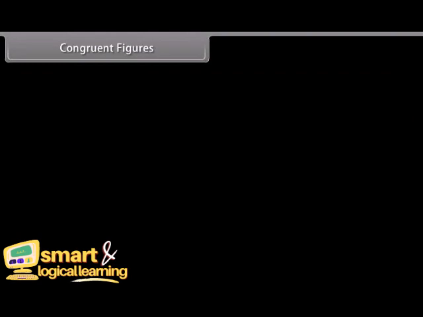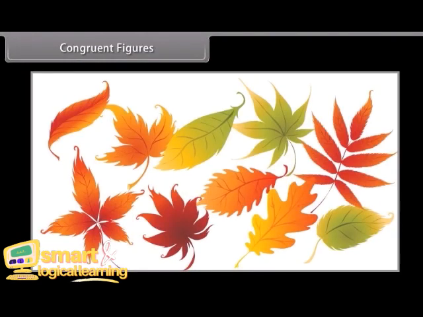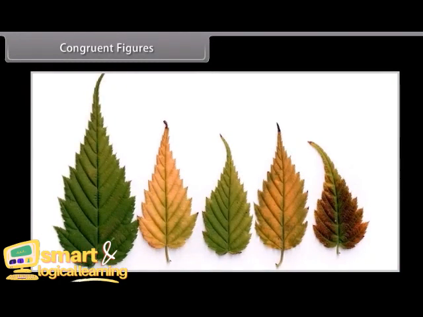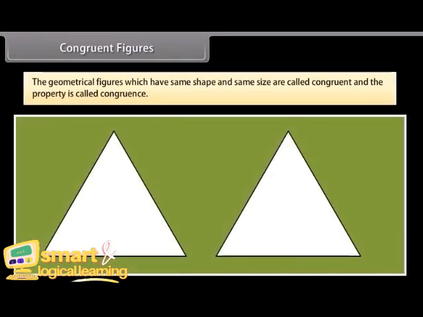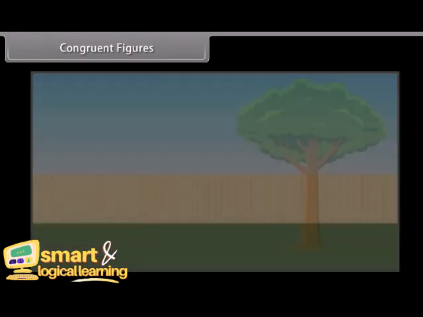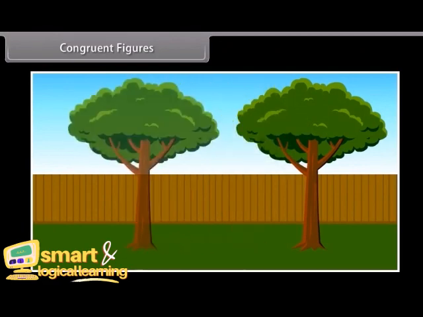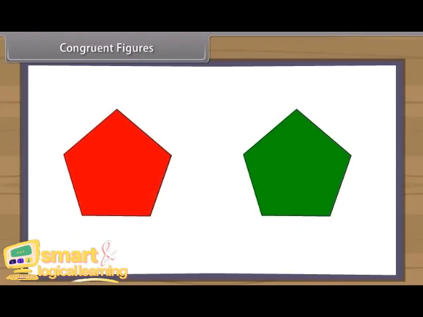Congruent figures. You might have observed that leaves of different trees have different shapes, but leaves of the same tree have almost the same shape, although they may differ in size. The geometrical figures which have same shape and same size are called congruent, and the property is called congruence. Congruent objects are duplicates of one another. If two mathematical figures are congruent and you cut one figure out with a pair of scissors, it will fit perfectly on top of the other figure.